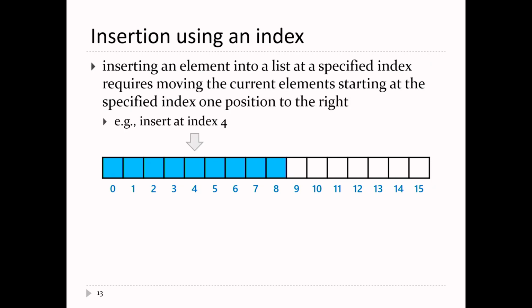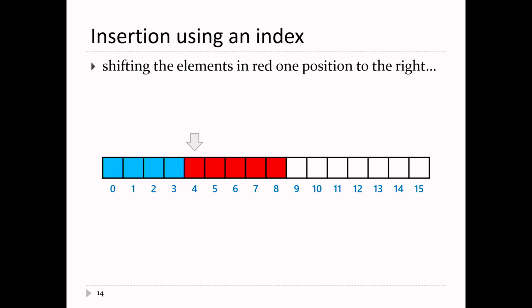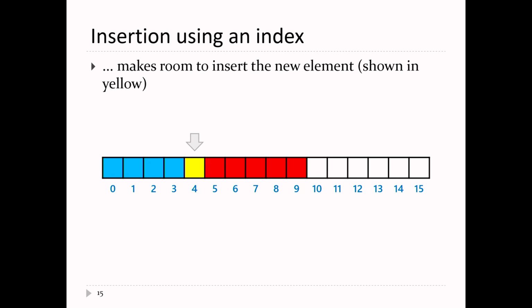Okay, if you want to insert an element into an array-based list, say I'd like to add an element at index 4, what you have to do is move a bunch of elements over to the right so that I can make room for that new element. So all those elements that are in red, I have to shift those one position to the right. And then I have space for the new element, which I can insert. And so adding into the middle of the list involves moving a block of elements.